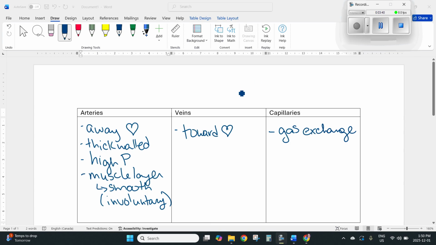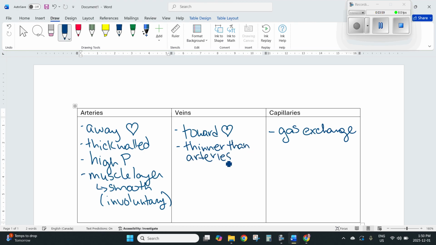Okay, the next one is veins. So veins, they are relatively thick-walled, but they're thinner than arteries. So I'm going to write thinner than arteries. Now, their pressure, they have lower pressure than arteries. Sorry, it's really hard to write here. So lower pressure than arteries, but it's higher pressure than capillaries.